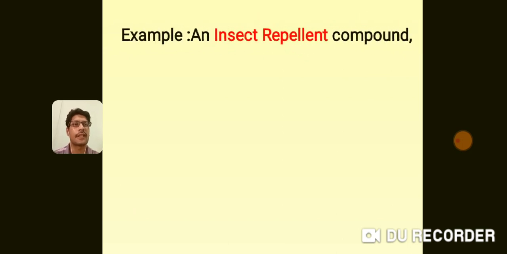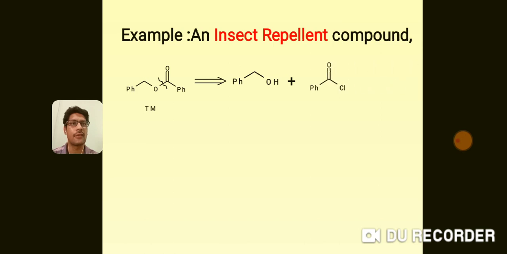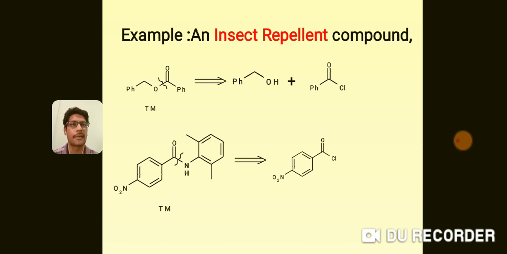For example, an insect repellent compound. This is benzyl benzoate, which is the target molecule having an ester functionality, and it can be synthesized from these two molecules. It means these are the two starting molecules, that is benzyl alcohol and benzoyl chloride. Another target molecule, TM, has an amide functionality, which can be obtained from para-nitrobenzoyl chloride and a primary amine.